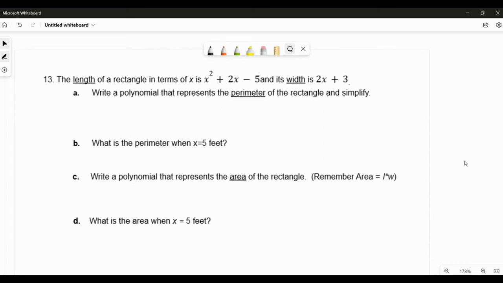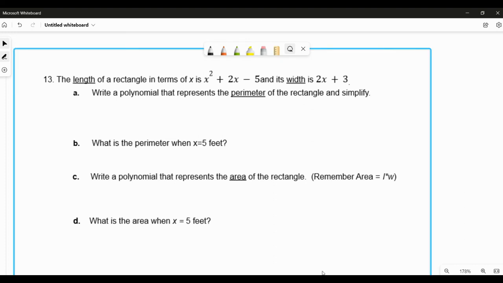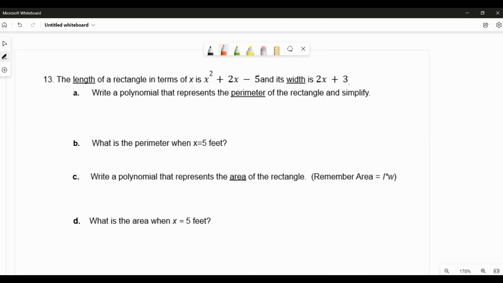Number 13. I always start with word problems by reading them because you can't start until you know what you're doing. The length of a rectangle in terms of x is x squared plus 2x minus 5, and its width is 2x plus 3. Well, both of those seem like pretty important pieces of information. So my length is this, and my width is this. Write a polynomial that represents the perimeter of the rectangle and simplify.